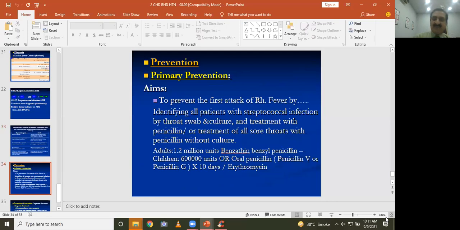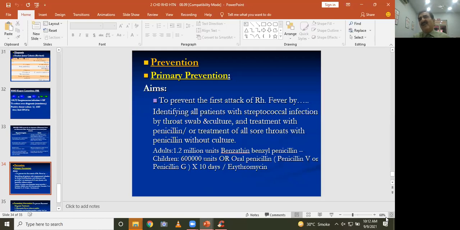How can we prevent the appearance of the disease? As you know, this disease occurs in a specific age group, in a specific community, and it is preceded by streptococcal sore throat. So the root cause of this disease is streptococcal sore throat, infection with group A beta hemolytic streptococcus. It starts with that.